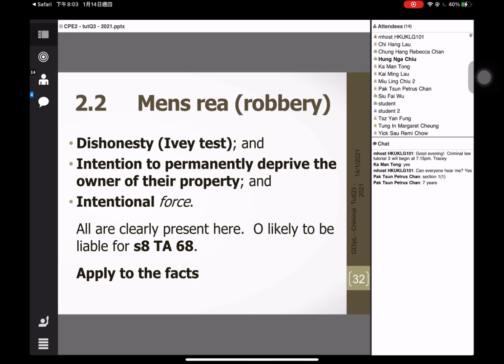Okay, so any questions on those basic points as far as theft or robbery are concerned regarding Oliver?